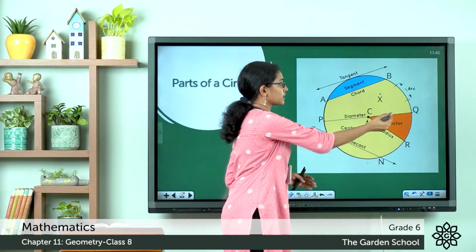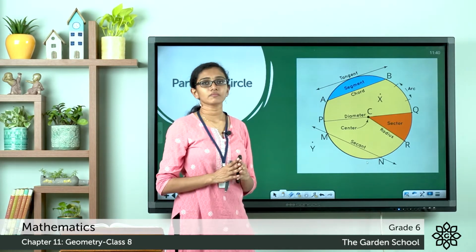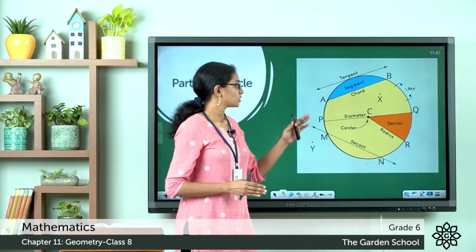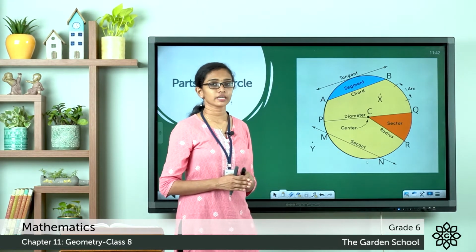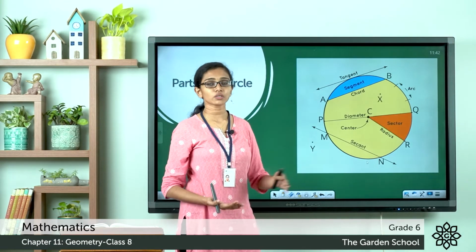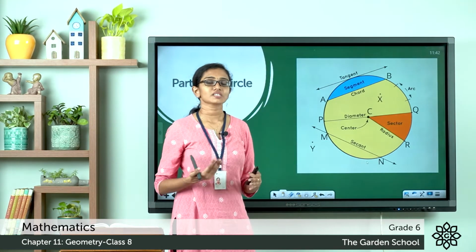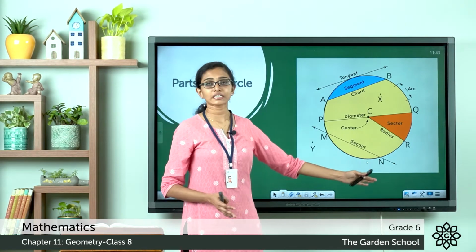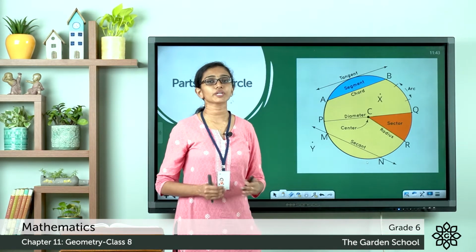You see the diameter PQ, it divides the circle into 2 equal parts, that is, into 2 semicircles. Now, there is a line that passes through 2 points on the boundary of the circle. This line MN goes through the interior of the circle and intersects the circle at points M and N. Such a line is called a secant of the circle. A secant is a line that passes through the interior of a circle and intersects the circle at 2 points on the boundary of the circle.